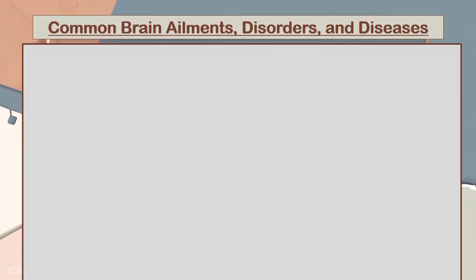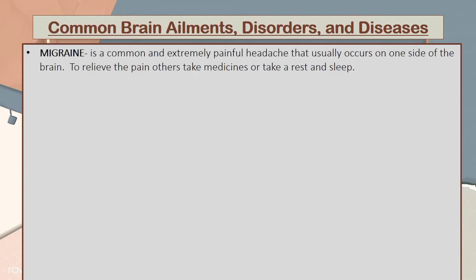These are the common brain ailments, disorders, and diseases. Migraine. It is a common and extremely painful headache that usually occurs on one side of the brain. To relieve the pain, others take medicines or take a rest or sleep.